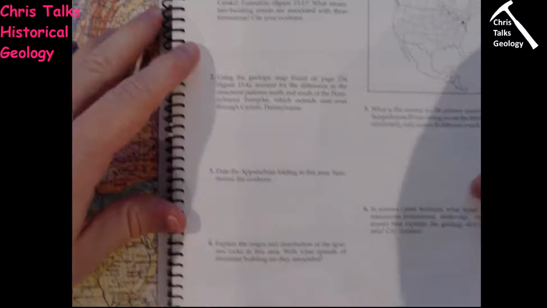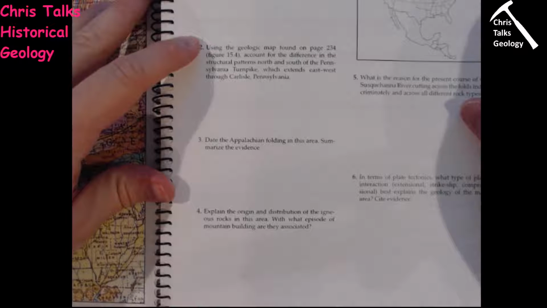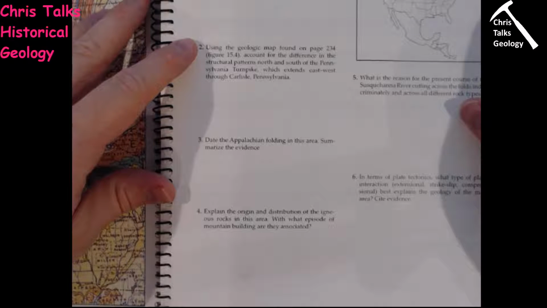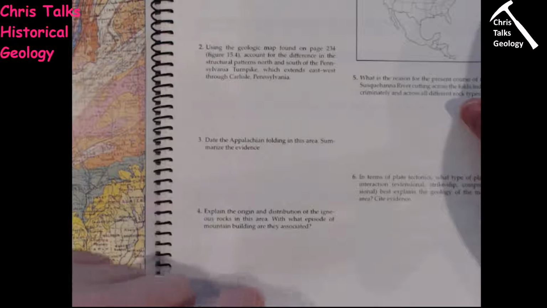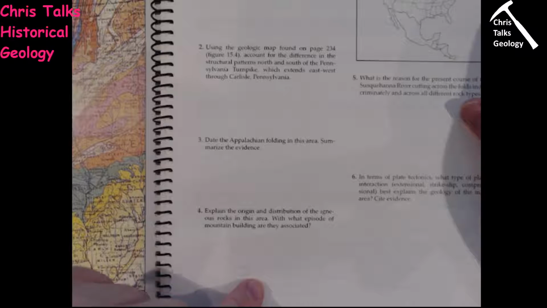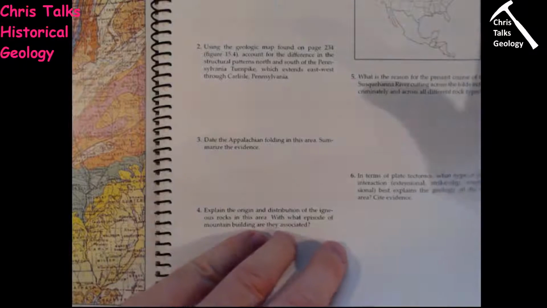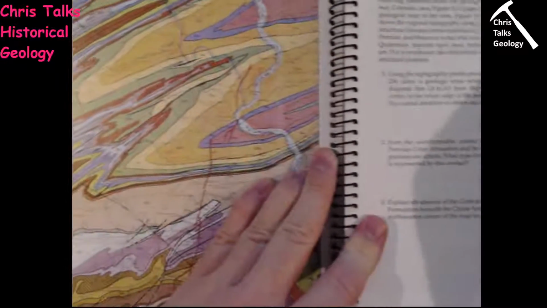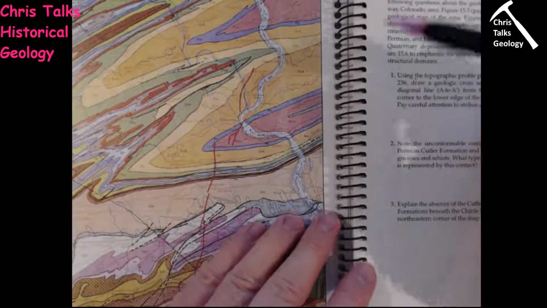Okay. Question 3. Date the Appalachian folding in this area. Summarize the evidence. Okay, well, let's try and date when the folding occurs. So, obviously, in order to date the folding, we need to find the youngest rock that's been folded.